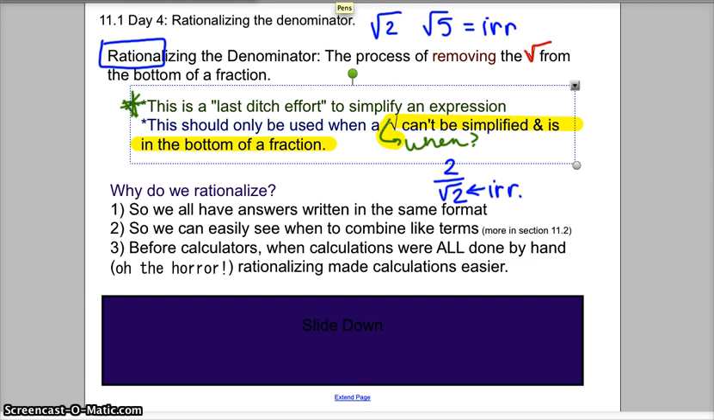We do this so that we can easily see when to combine like terms, and you'll deal with more of that in Algebra 2. And before calculators, calculations were all done by hand. This idea of rationalizing made calculations easier.